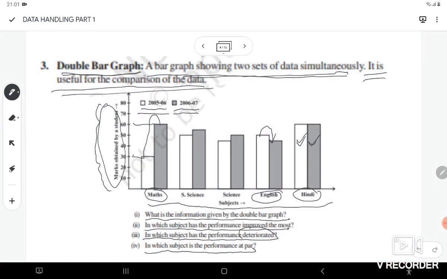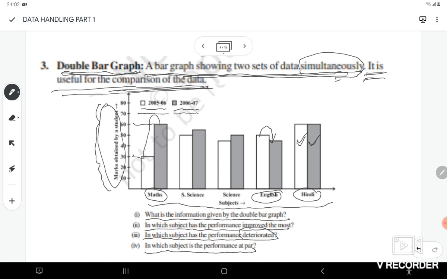Now let's see the next way we can represent the data. Next is the double bar graph. What is a double bar graph? A bar graph showing two sets of data simultaneously. That is, when you have to make a comparison of data, then we use a double bar graph.